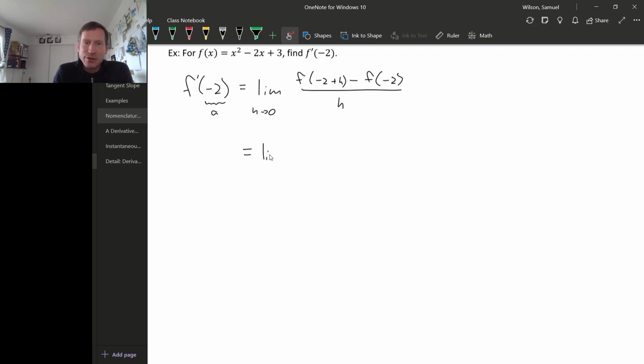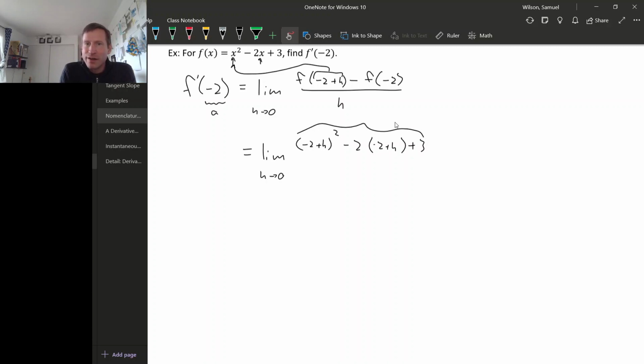So limit as h goes to 0, f of minus 2 plus h. So right here for x, we have to plug in minus 2 plus h. And remember your parentheses, right? This minus 2 plus h, this is a single chunk that we're plugging in here. So the whole thing gets squared. So don't forget your parentheses or else things are going to start going wrong. Minus 2 times that same chunk, so minus 2 plus h, plus 3. So this whole piece here is f of minus 2 plus h.